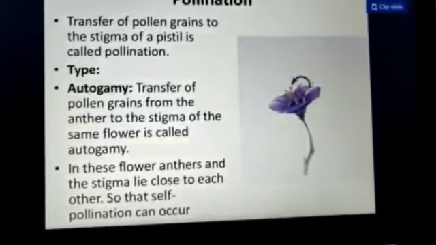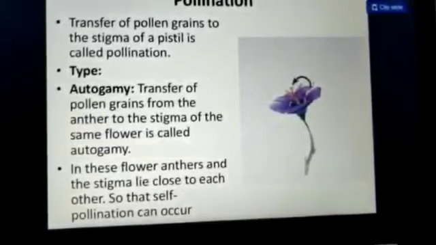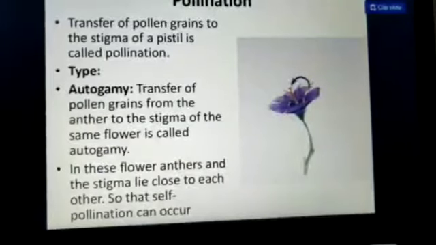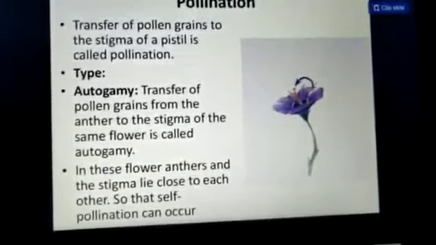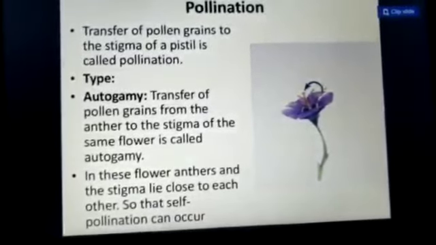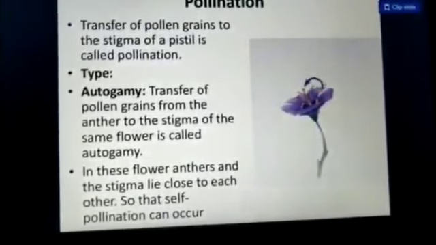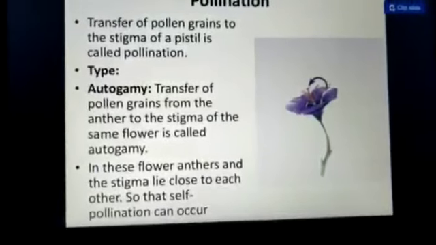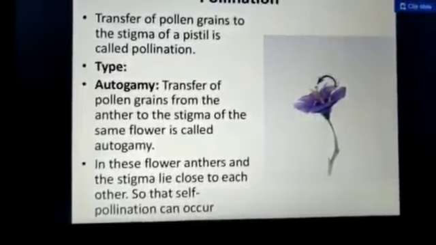Simply, on the same plant, in the same flower, if male and female parts are both present, then they share their gametes. So that type of pollination is termed as autogamy. In these flowers, anther and stigma lie close to each other so that self-pollination occurs.